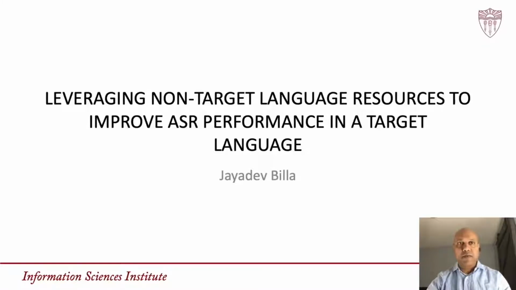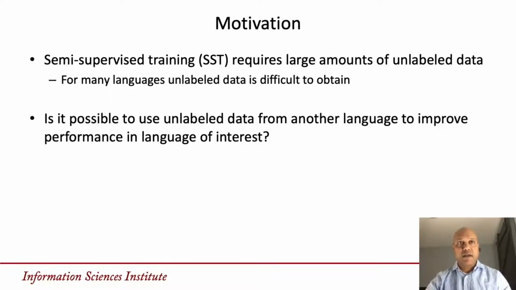I'll be talking about my work on using non-target language resources to improve speech recognition performance in a target language. The motivation for this work comes about from the fact that semi-supervised training requires large amounts of unlabeled data. For many languages, unlabeled data itself is difficult to obtain. This is particularly true for languages that have limited web presence or have limited speaker populations. The question for such languages is: is it possible to use data, specifically unlabeled data from another language, to improve performance in the language of interest?